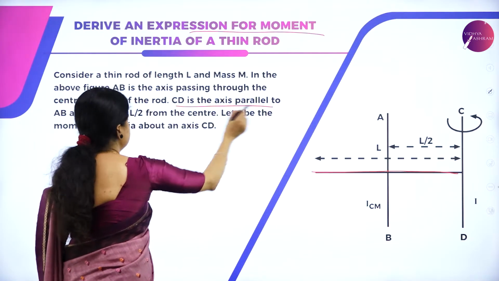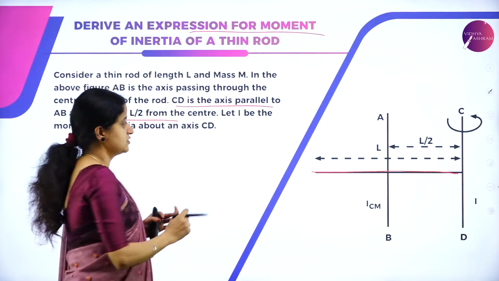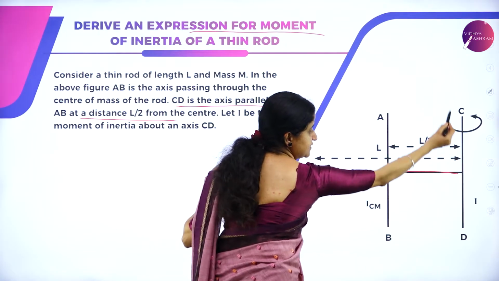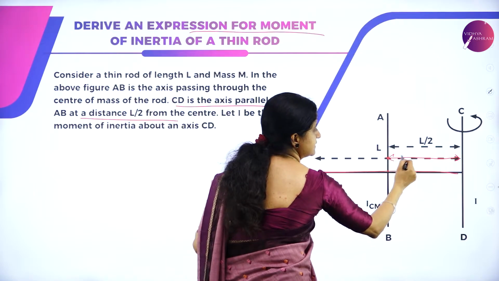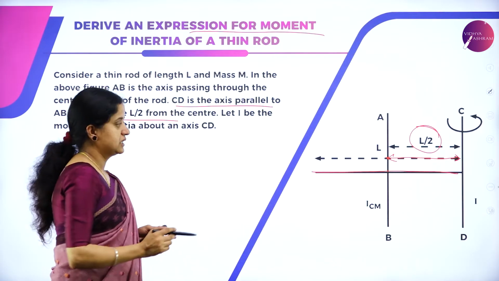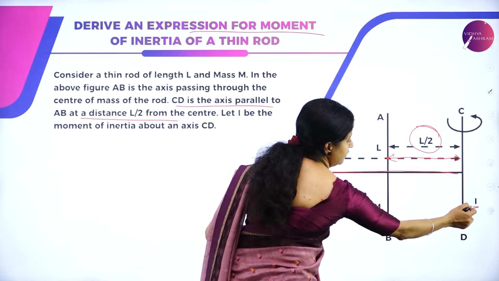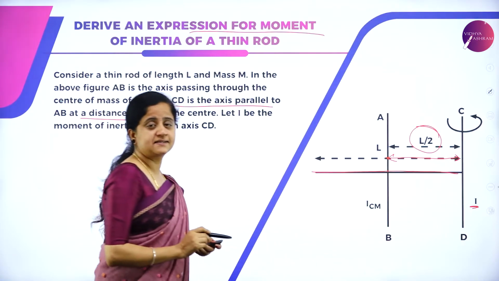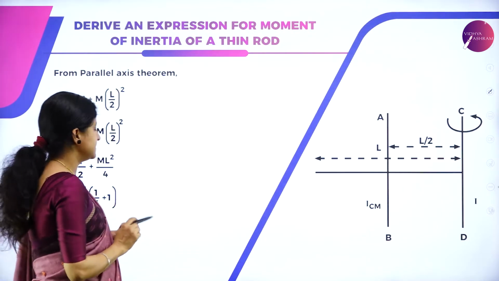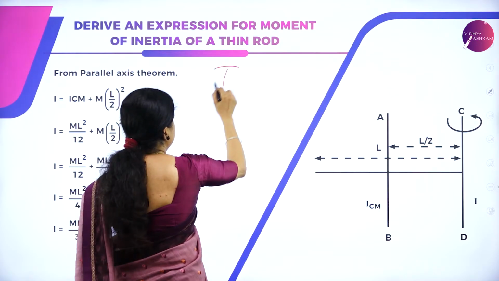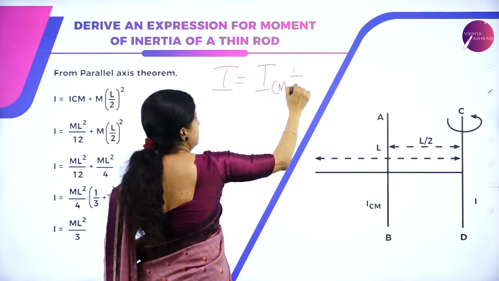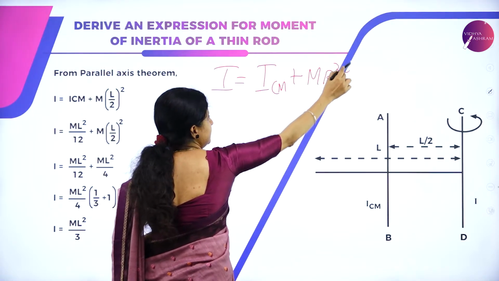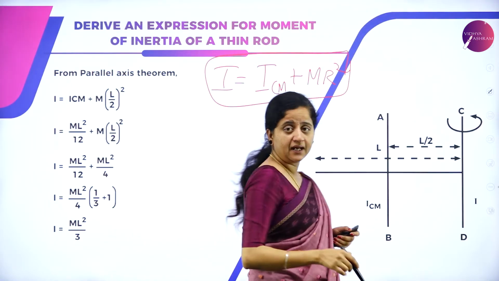CD is another axis which is parallel to line AB, and the distance between them, let us say, is L by 2. Let I be the moment of inertia about axis CD. From the parallel axis theorem, we know that the moment of inertia I is equal to ICM plus mr square. We have derived this expression from the parallel axis theorem.